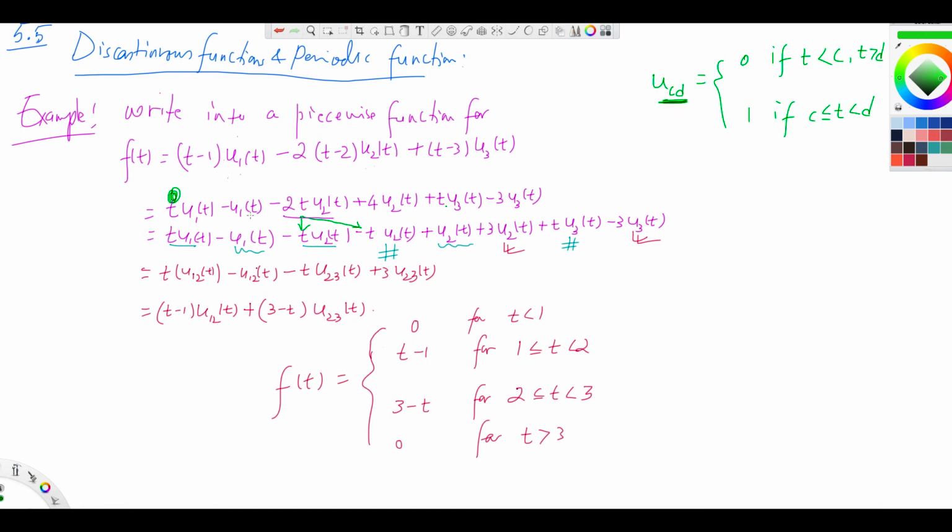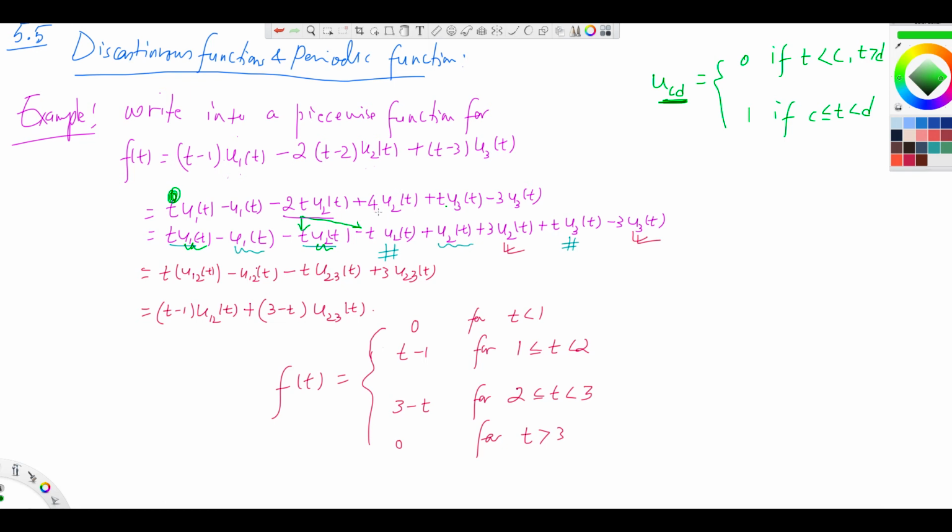Okay, so what I want to do here is there is t times u1(t), so I want to break this into two terms, t times u2(t) and then t times u2(t), both are minus, right? So that I can combine this with that one later. Okay, I will factor out t and then write t times (u1(t) minus u2(t)) that way.